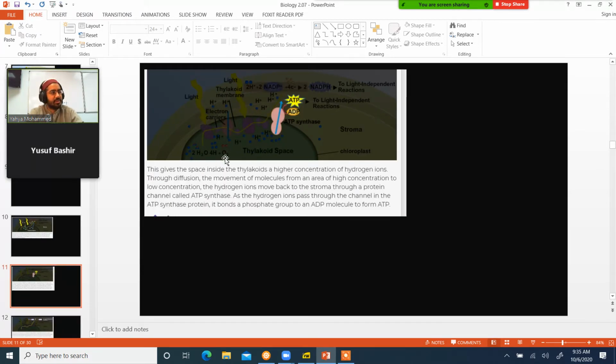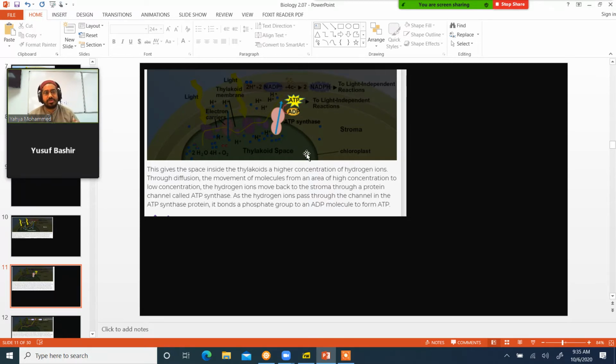Now, next step. Remember, when you force a whole bunch of hydrogens in, they're going to want to escape back out, right? So you see this arrow right here, that blue arrow going through this protein. Those hydrogens rush back out, and as they rush out, just like if you try to force water against a wall and then you let go suddenly, that water is going to rush back, and that rushing back can do some kind of work, right? So in this case, that rushing back takes ADP and turns it into ATP.